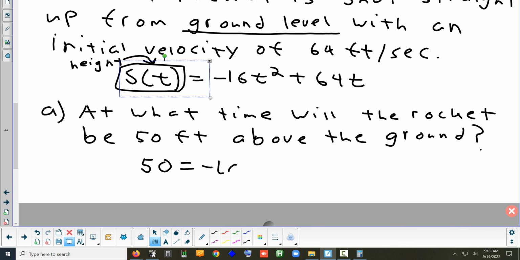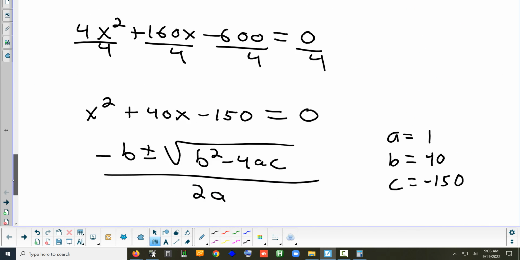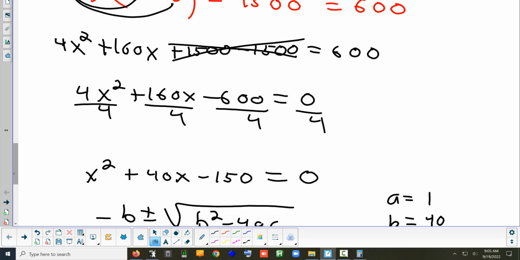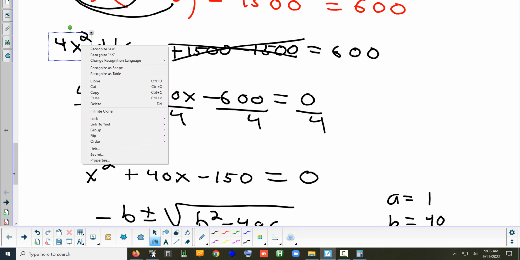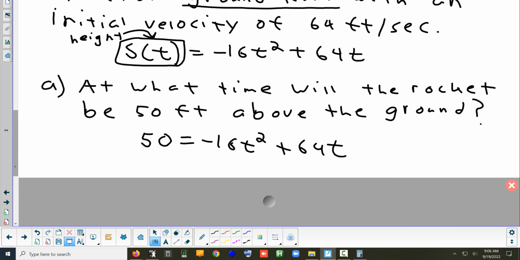50 equals negative 16t squared plus 64t. It's exactly the same type of equation we have in the swimming pool problem. We have a number on one side and something on the other side with an exponent of 2. Let's go back and look at it for 1 second. We had a number on one side, 600, and then something with an exponent of 2. So we could use quadratic formula. But this time, let's graph that.